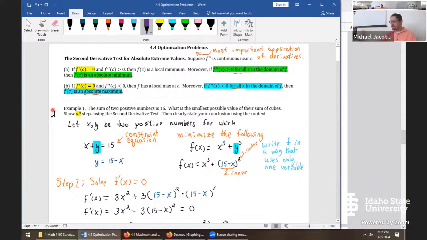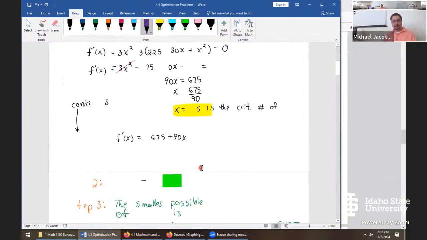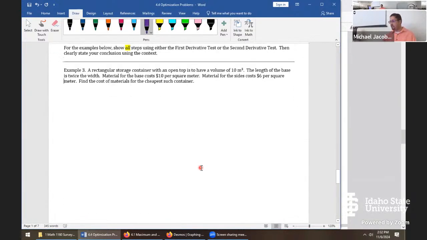We had to do a little bit of analysis and come up with that function f of x down here. So think of example 3 as really just example 1 taken to an extreme. So here's the setup. It says we have a rectangular storage container with an open top, so no lid on it. It's to have a total volume of 10 cubic meters.